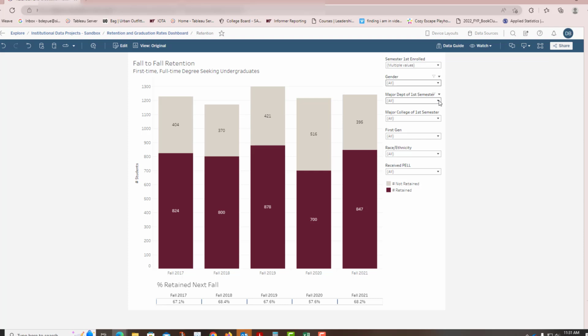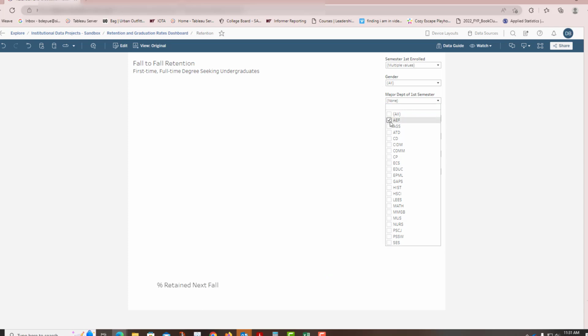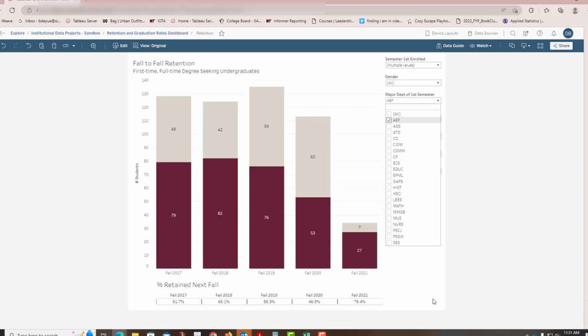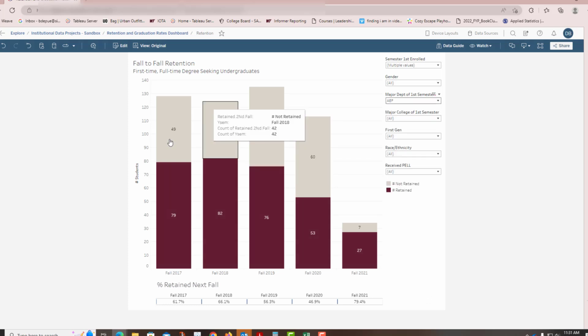You can also go in and look at the major by department if you wanted to see how people coming into accounting, economics, and finance, for example, did compared to those for the university as a whole. You can see the numbers are much smaller, of course, because these are the students' majors as they come in, something within that department. You can see the numbers of the students. You can see the retention rates down here.